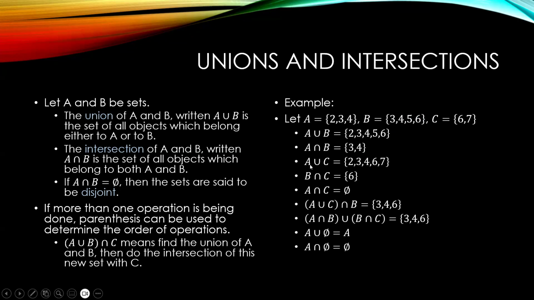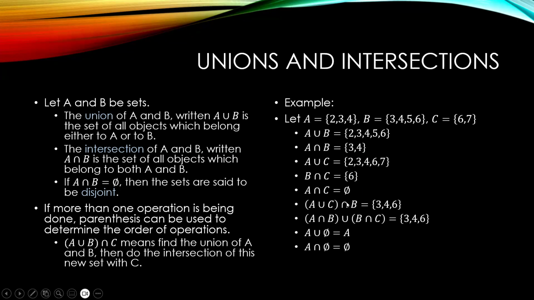When we look at A union C, well, A union C would have 2, 3, 4, 6, 7. If we look at B intersect C, well, B and C only have 6 in common. And so that's the only thing in B intersect C. A intersect C, well, they have nothing in common. And so that's going to be the empty set.